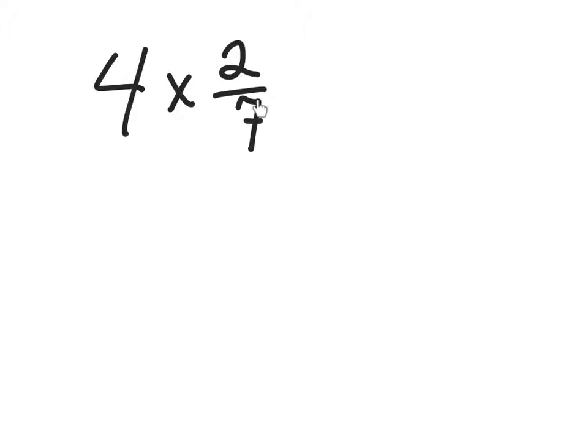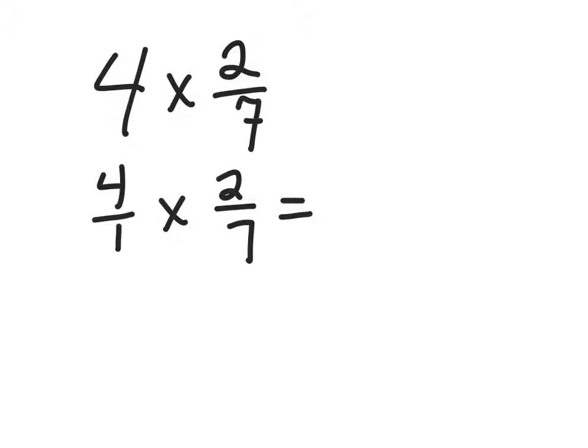4 times 2 7ths. So I'm going to do the algorithm first, and then I'm going to convert this to 4 over 1 times 2 7ths, right? And now with multiplication, you just multiply the numerators, and 4 times 2 is going to give me 8. And then you multiply the denominators, and 1 times 7 will give me 7. This is your answer, 8/7.